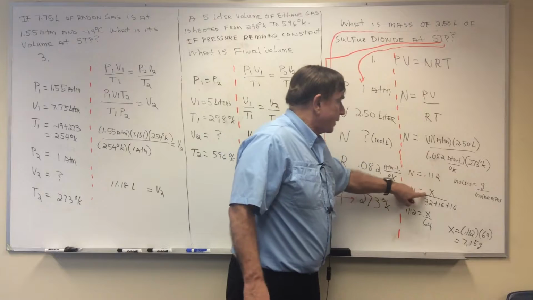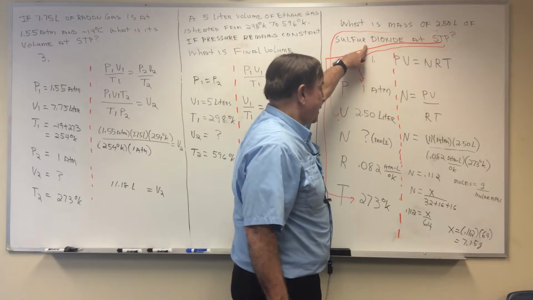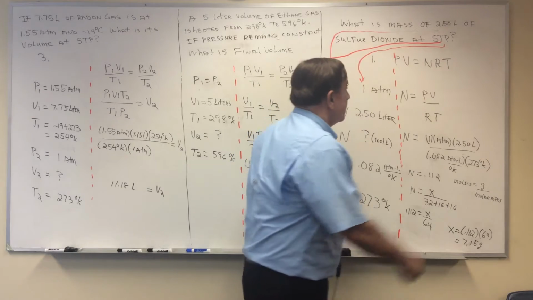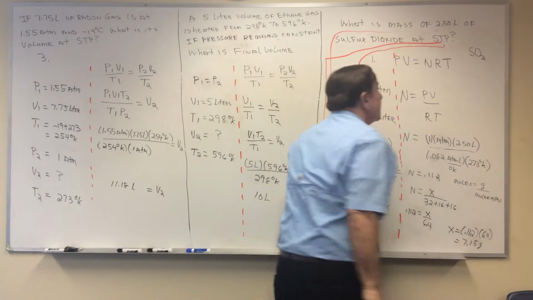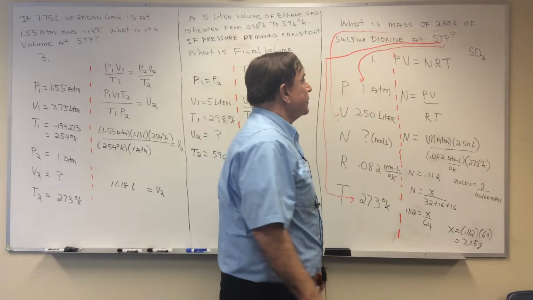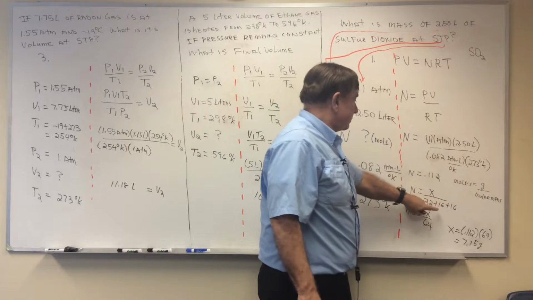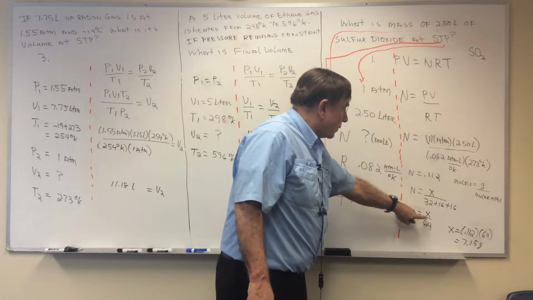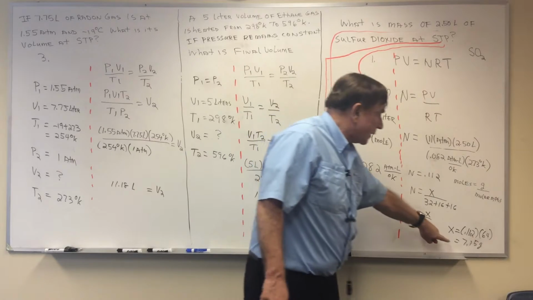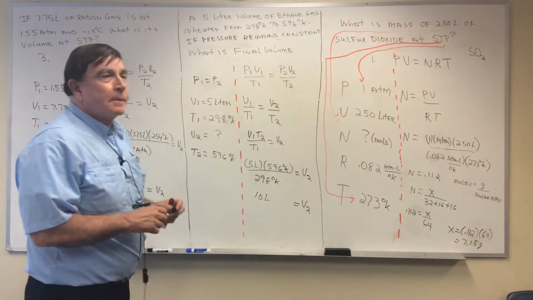Well, we just have calculated the moles. We're looking for the grams, and the molar mass is associated with sulfur dioxide. What is sulfur dioxide? It is SO2. You now go to the periodic table and you find that S is 32. We have 2 oxygens, 16 plus 16. That gives us 64. We solve for X, and it's 7.15 grams. Okay, that's the first problem.